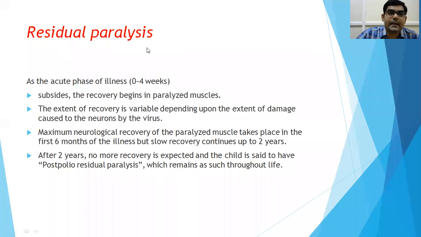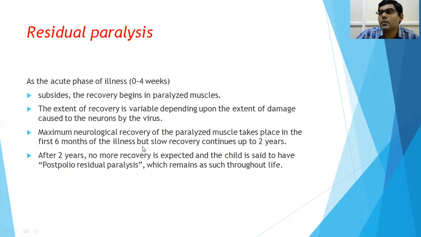So this is called residual paralysis. As the acute phase of illness, that is paralytic polio, subsided, the recovery began in the paralyzed muscle. The extent of recovery is variable, depending upon the extent of damage caused to the neurons by the virus. The maximum neurological recovery of the paralyzed muscle takes place in the first 6 months of the illness.